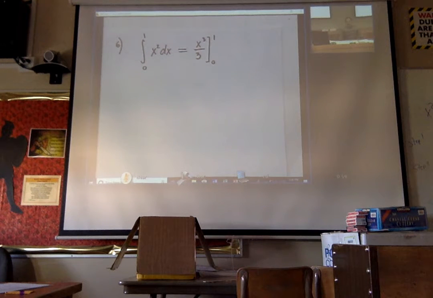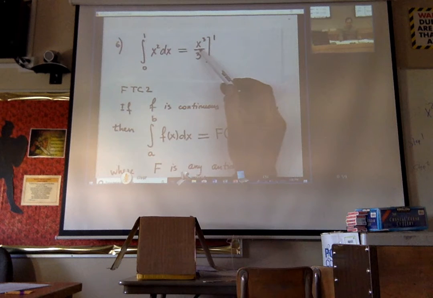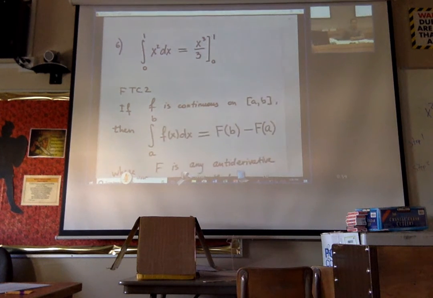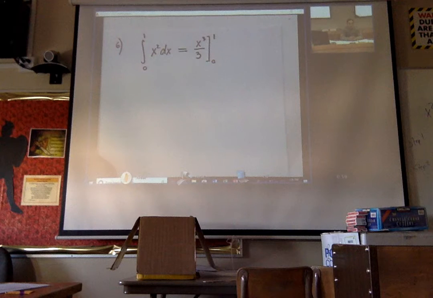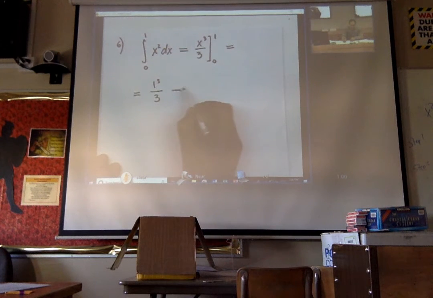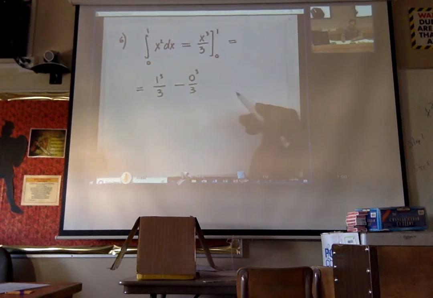The antiderivative is x cubed over 3. And what do I have to do next? According to the theory, I have to substitute 1 into this antiderivative and then subtract substituting 0 into this antiderivative. But we always put this step before you actually substitute. Please do not substitute before you declare what the antiderivative is. So when we substitute right now, what do we get? We get 1 cubed over 3 minus 0 cubed over 3, and you can skip this if you don't want to show how to substitute. And the answer is what?